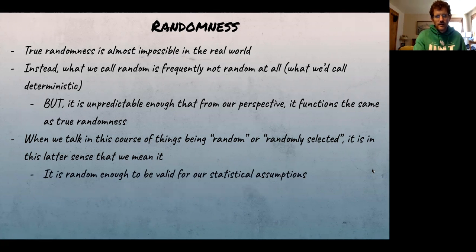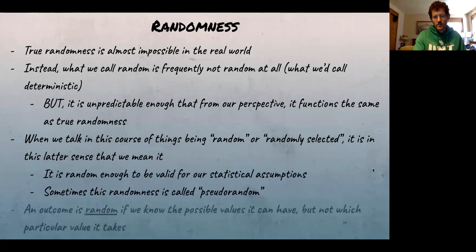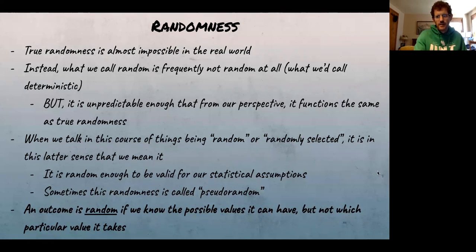And there are some methods for creating randomness that's called pseudo-random. So we're going to learn some stuff on the calculator. That's pseudo-random. Okay, and this is a definition from your textbook, but I like it. An outcome is random if we know the possible values it can have, but not which particular value it takes.